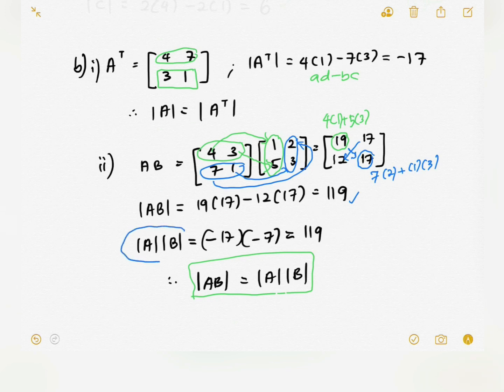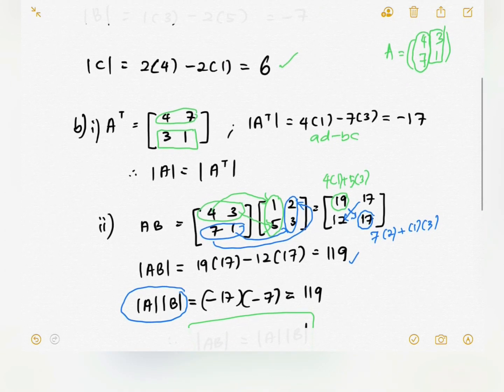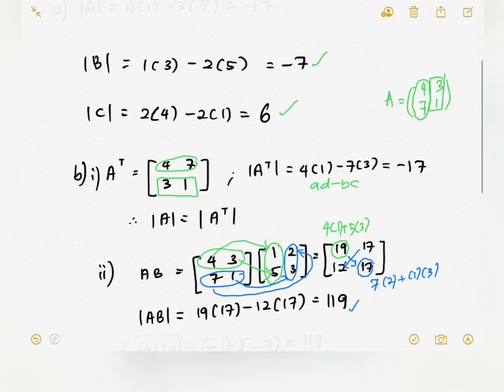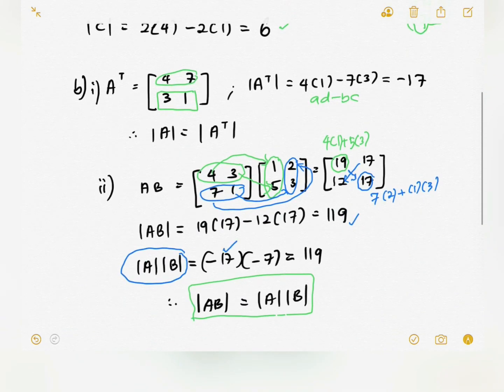The determinant A times determinant B, you actually only take from your first answer. So determinant A, you get negative 17. Determinant B, you have negative 7. So negative 17 times negative 7, then we have 119. And you have shown that the determinants are equal.